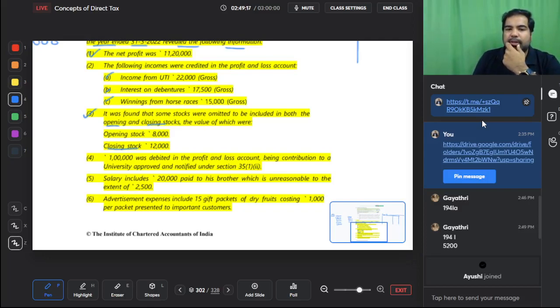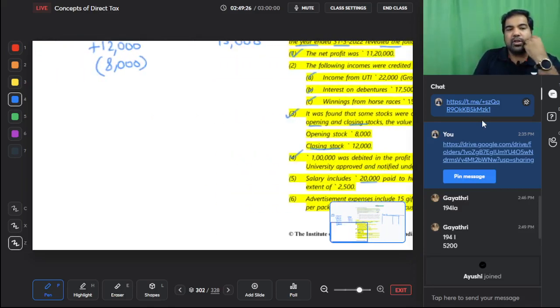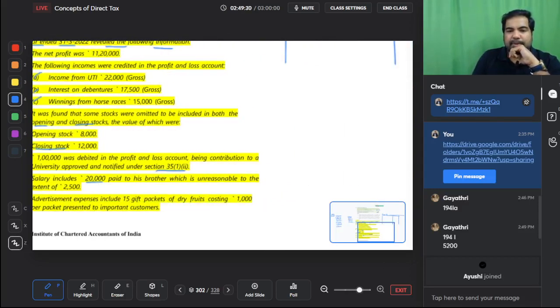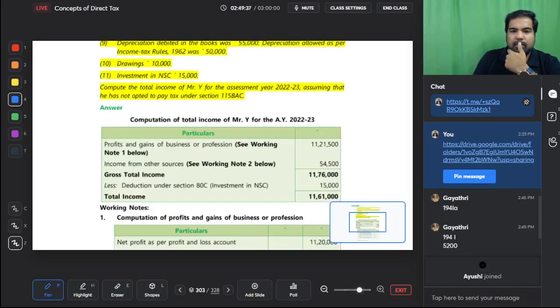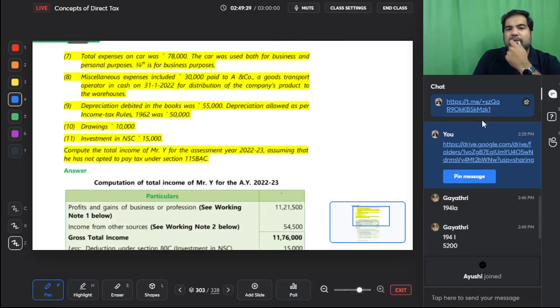1 lakh was debited in the P&L account being contribution to university approved. This is perfectly okay. Salary includes 20,000 paid to his brother, which is unreasonable to the extent of 2,500. So we'll have to add 2,500. Advertisement expenses include 15 gift packages of dry fruits presented to important customers. That's perfectly okay.